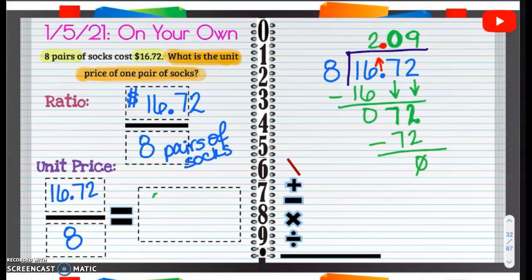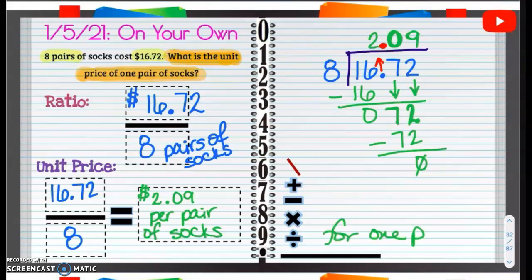2 and 9 hundredths, $2.09 per pair of socks. Or you can say $2.09 for 1 pair. That's fine too. You can put for 1 pair. That's fine if you want to put that as well. But that's going to be it for our On Your Own. Great job!